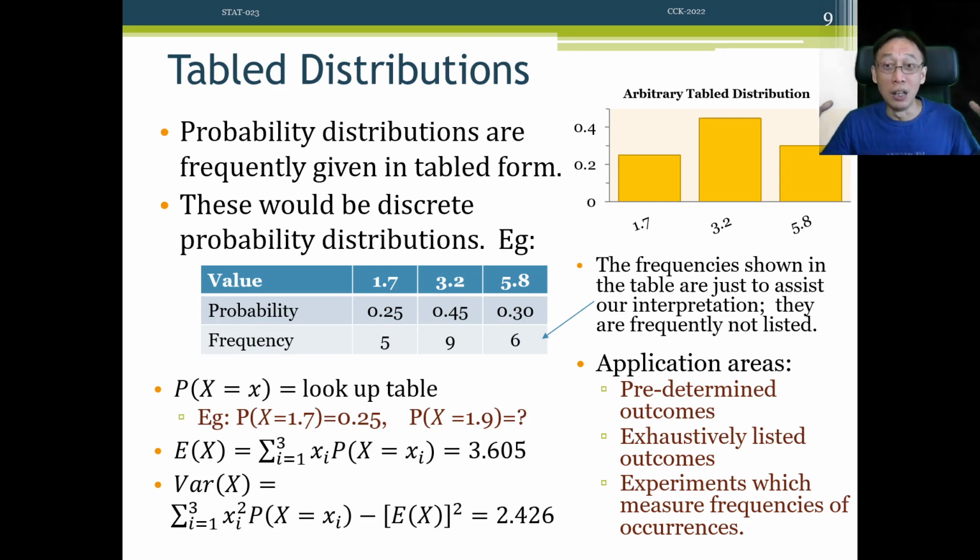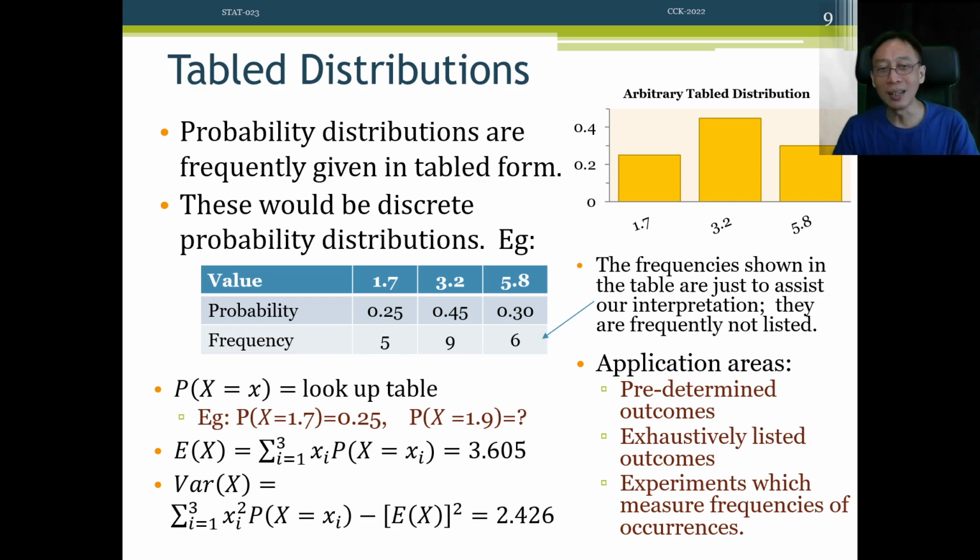Oftentimes, we like to show a lot of hard work, quantitative hard work and results, in a way that's as compact as possible, yet not losing a lot of fidelity. That means we're not throwing away too much detail until nothing comes out. So we don't want that. We want enough details, but a broad picture. So it turns out the tabled distribution is a very, very common, acceptable way to communicate humongous amounts of quantitative outputs.